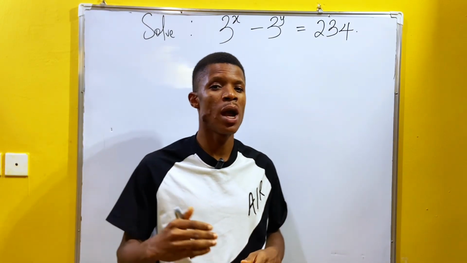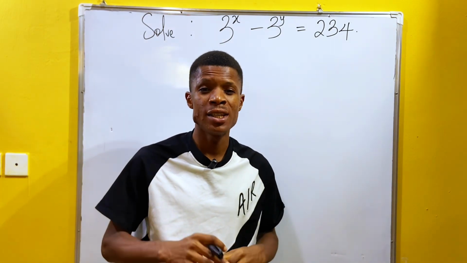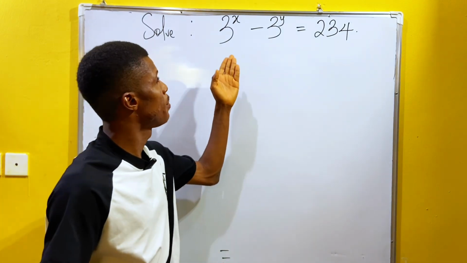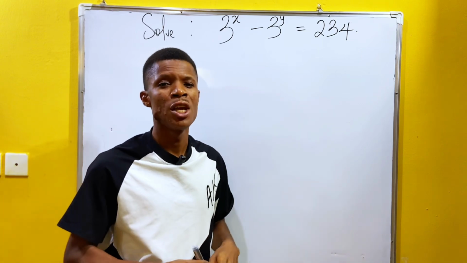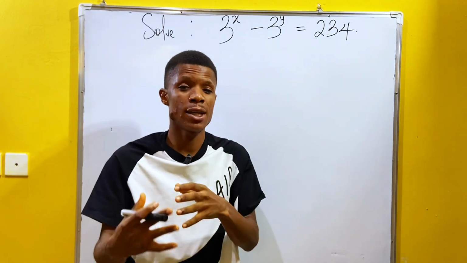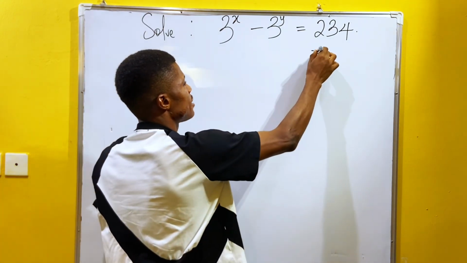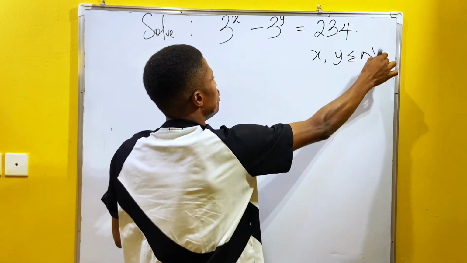In this video, we are going to solve this Olympiad maths question on the board. It seems difficult, but this is the easiest one to do. 3 power x minus 3 power y is 234. There's a little trick we are going to play on this left-hand side so that we can solve it fast. But remember that x and y are elements of the natural numbers.